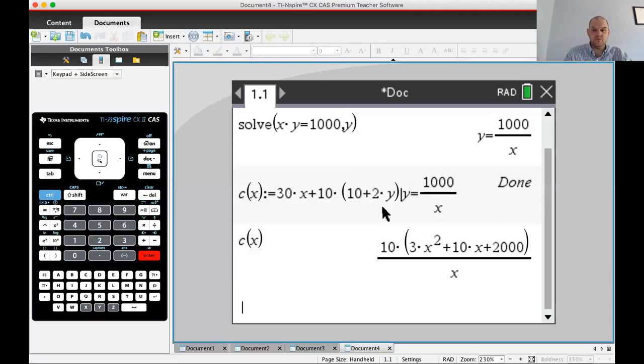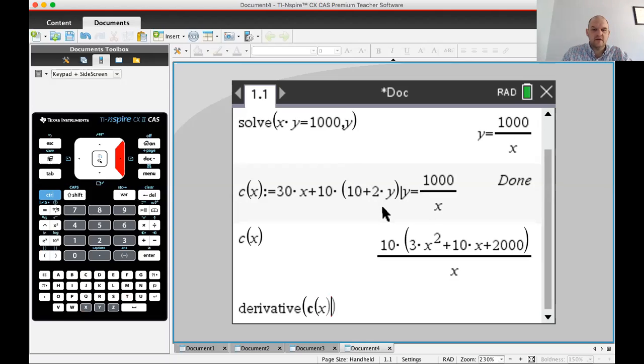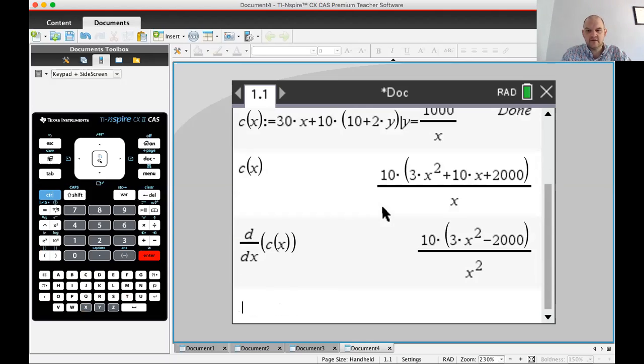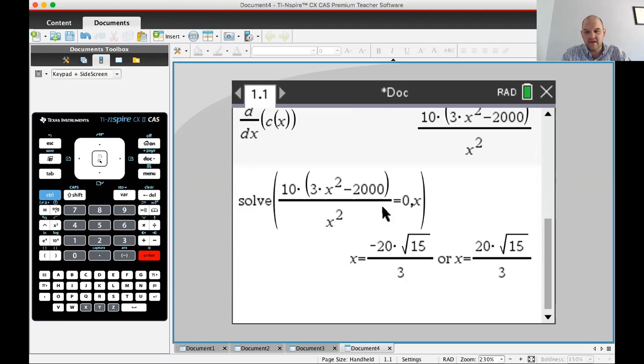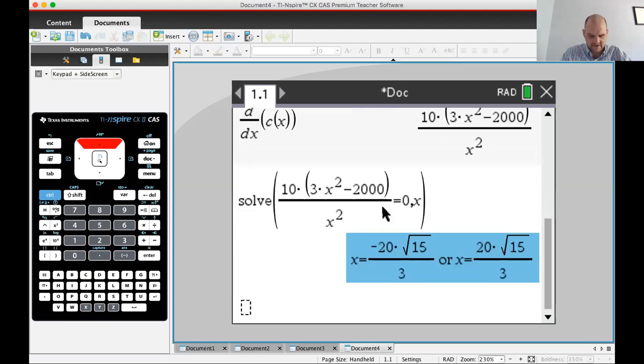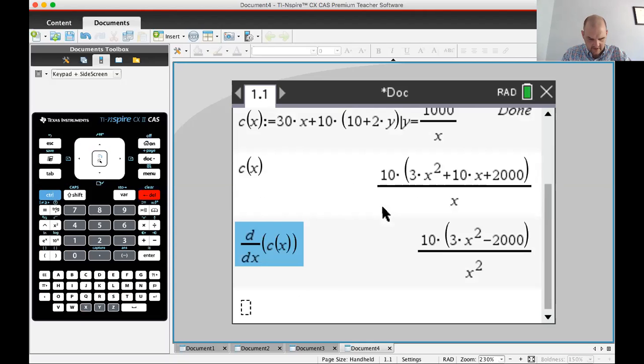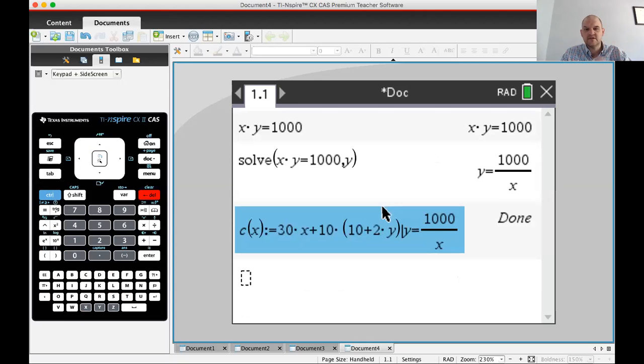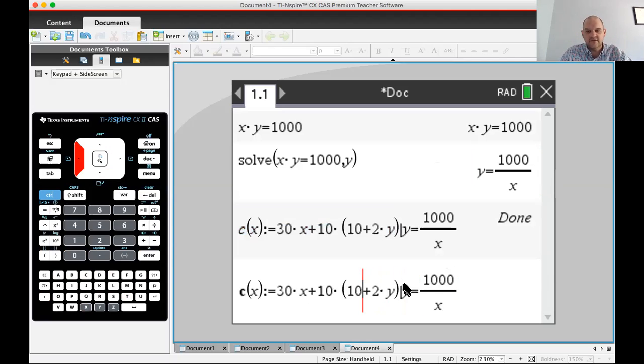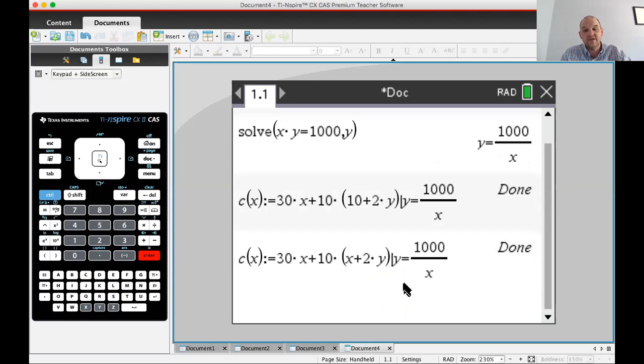So C of x is whatever that is. Why is it so complicated? Whatever, it doesn't matter. Derivative of this with respect to x, then we solve. This doesn't look right at all. Equals 0 for x. And yeah, I got a very different answer. Did I do this wrong? 30, 40, 30 plus 10. Oh, I did it wrong. Here we go. Okay. Whew. Thank goodness. That was making me nervous.